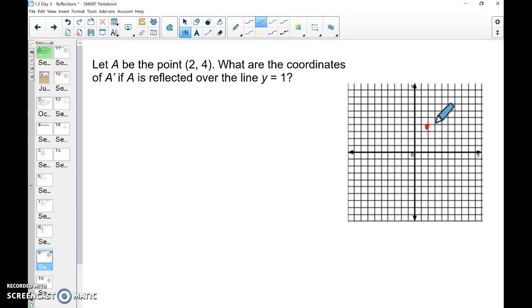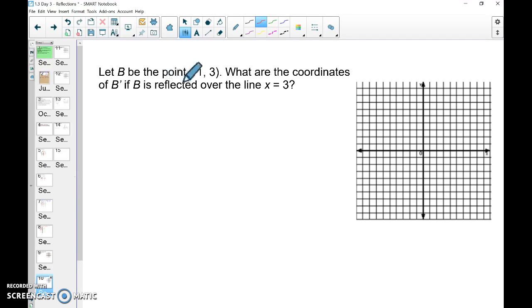What are the coordinates of A prime if A is reflected over the line y equals 1? Well, the y-axis is here. 1 on the y-axis is here, so here's my line of reflection. That dot is 3 units away. Jump 3 units over. There's A prime. And it is at 2, -2. Because remember, this is not my origin. This red line is just my line of reflection. So this is still the origin. So it's still 2, -2. That's A prime.